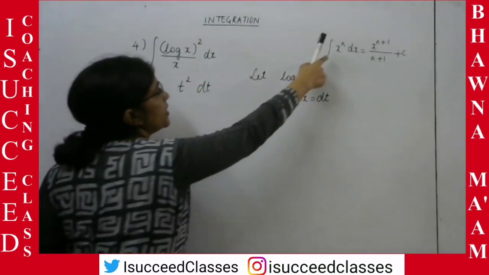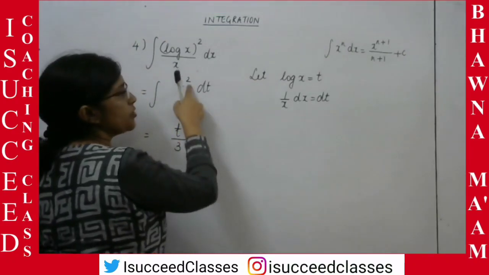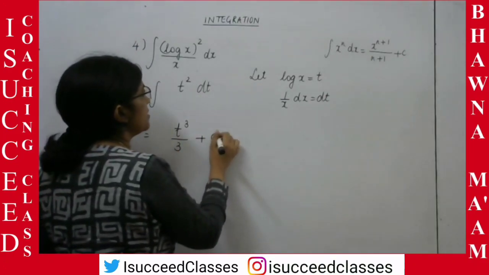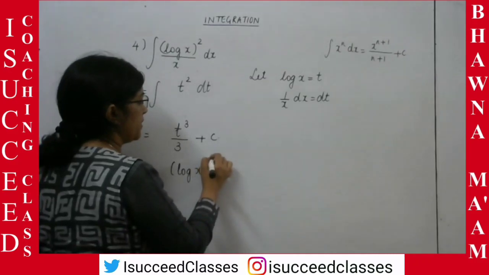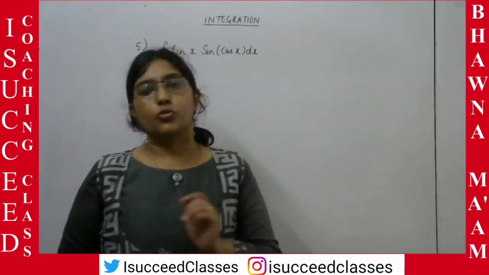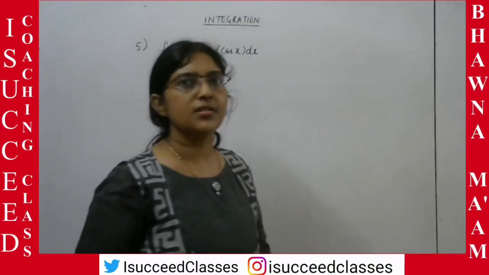So applying the formula for x raised to n, we have t cube by 3 because it is 2 plus 1, that is t cube by 3 plus c. And yes, of course, put back the value of t. So whenever we see a composite function, we are going to look for the substitution.